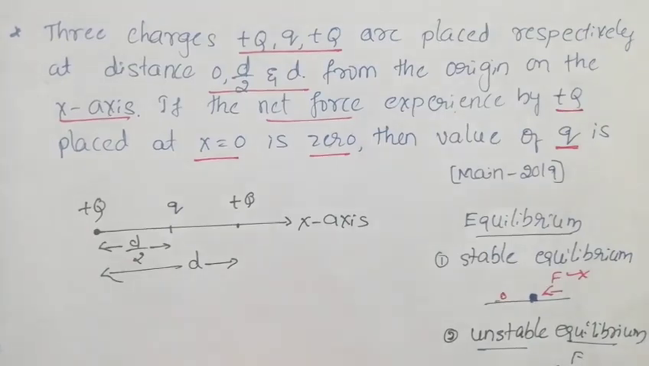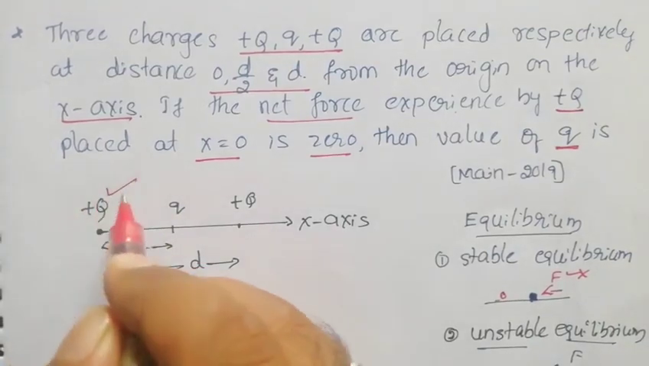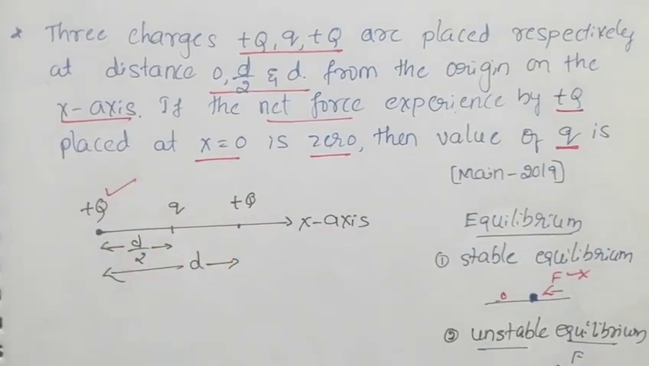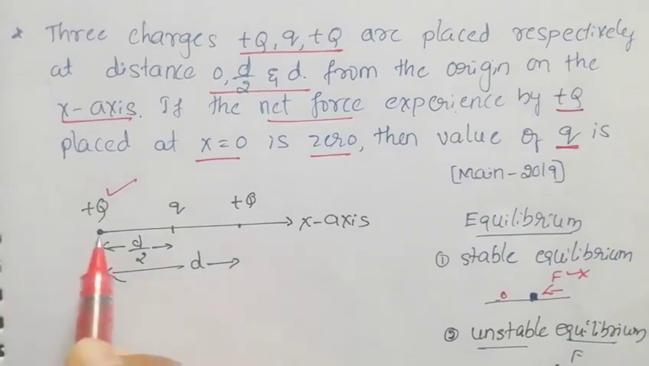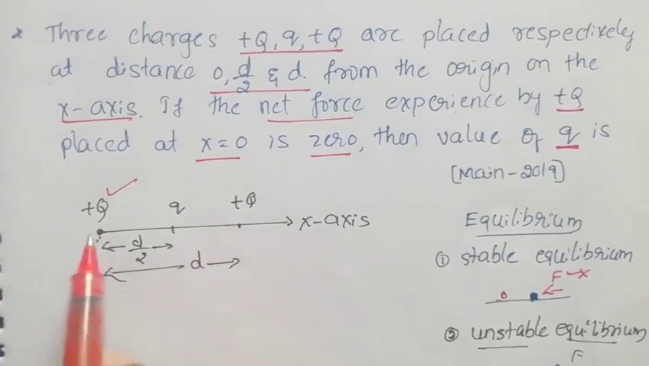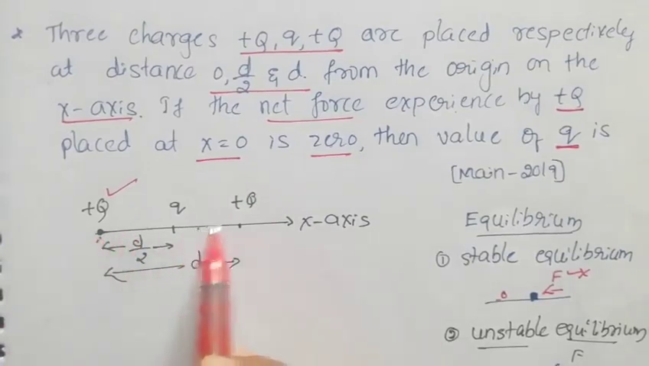Now the thing we need to do: the net force experienced by the plus q charge located at x equal to 0 should be zero. Then the value of q must be what? Here you need to think logically. For this to stay in equilibrium, it needs to experience an equal and opposite force. If one is attracting, the other must repel. If both are repelling, it will not stay here, it will move away. If both are attracting, again it will acquire a new position. So one must be repelling, one must be attracting.